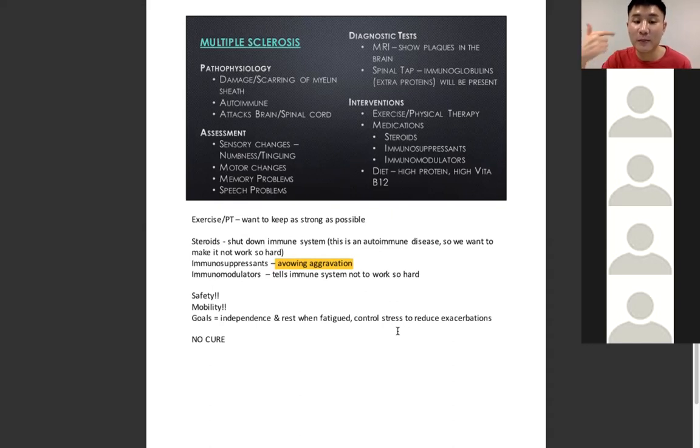Safety is important, mobility is important, the goals are independence and rest when fatigued, and control stress to reduce exacerbation. And again, there's no cure for this disease.